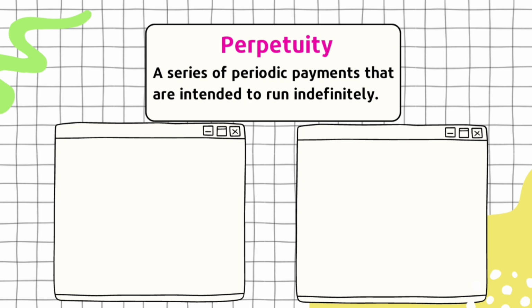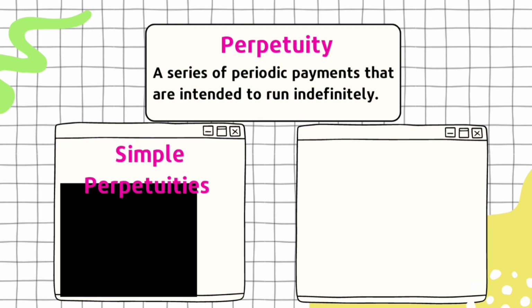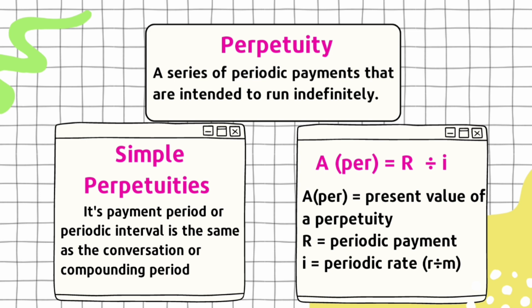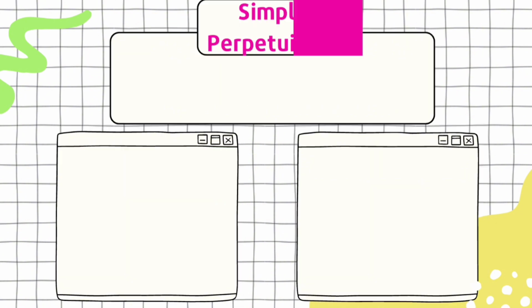One type of perpetuity is simple perpetuities. Its payment period or periodic interval is the same as the conversion or compounding period. And the formula we will use is A is equal to R divided by i, where A is the present value of a perpetuity, R is the periodic payment, and i is the periodic rate, or r divided by M.